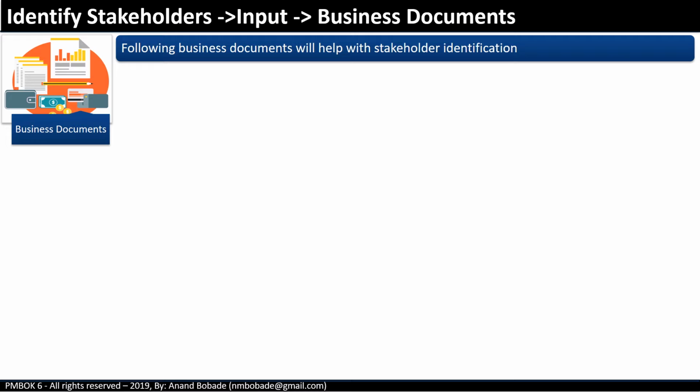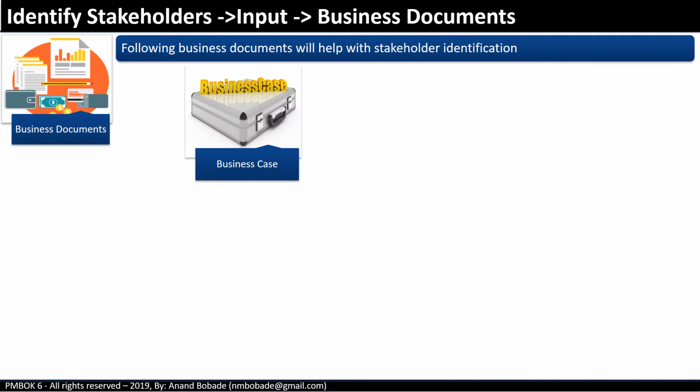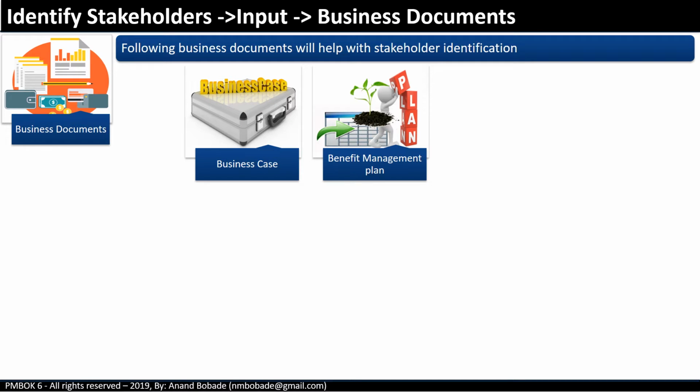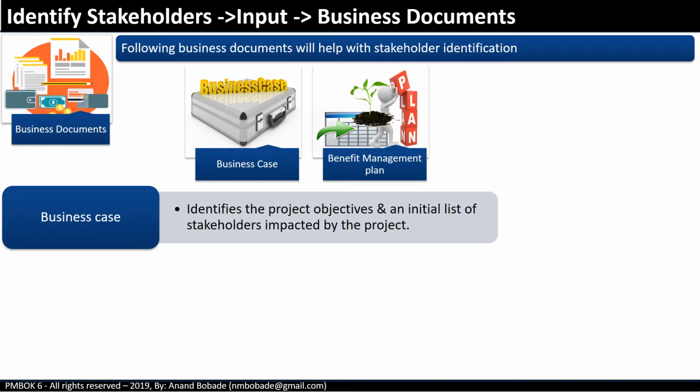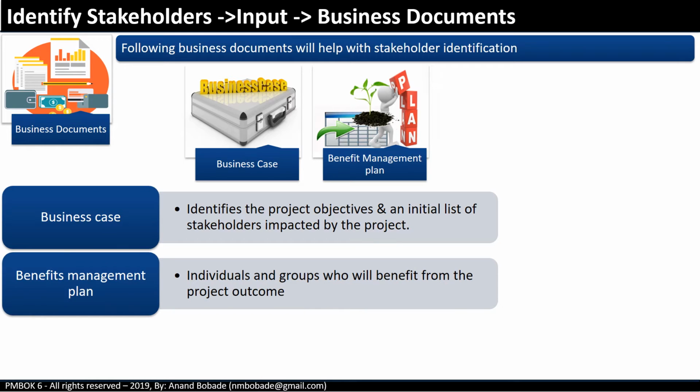Agreements may provide details about stakeholders like buyer, seller or supplier, and contract signatories. Business documents: remember, business case and benefit management plan. These documents are created before the project charter. The business case identifies project objectives and an initial list of stakeholders impacted by the project. The benefit management plan will list individuals and groups who will benefit from the project outcome.